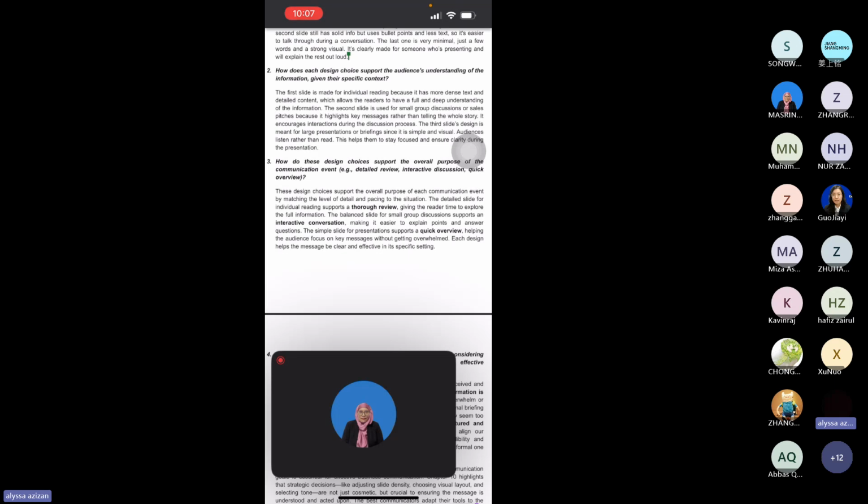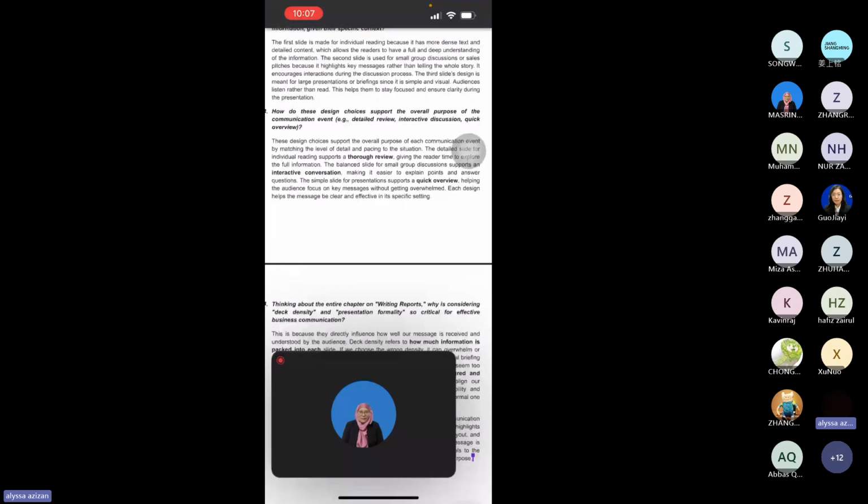And the third slide design is meant for large presentations or briefings since it is simple and visual. Audiences listen rather than read. This helps them to stay focused and ensures clarity during the presentation.